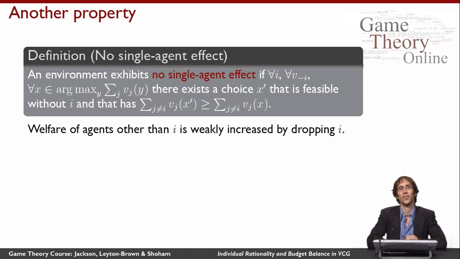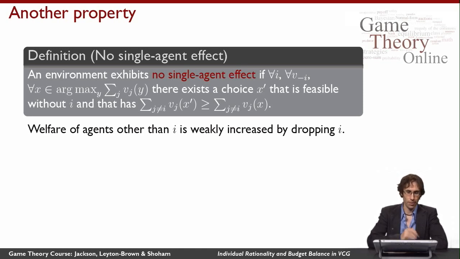Okay, so much for individual rationality. Now I want to talk about budget balance. So here's the property that we need. It turns out one property is enough for showing that VCG is weakly budget balanced. And we call this no single agent effect.